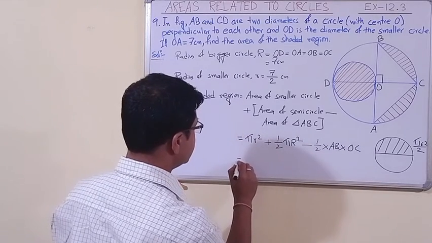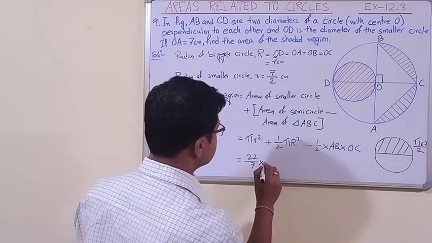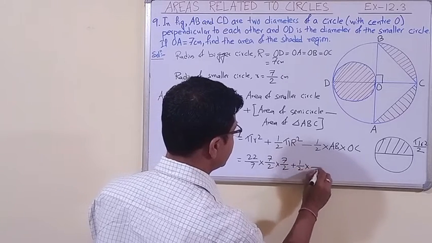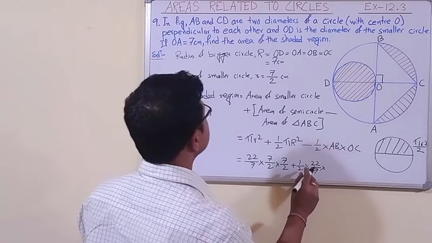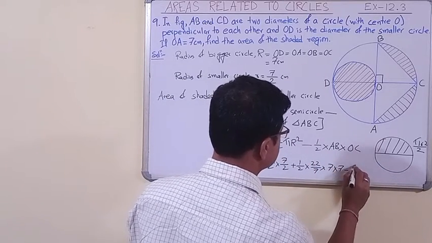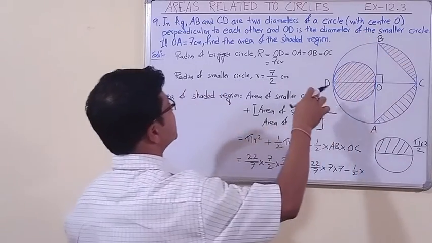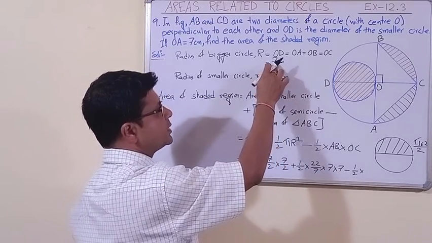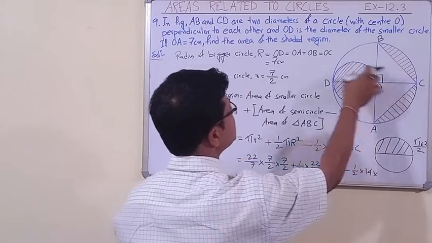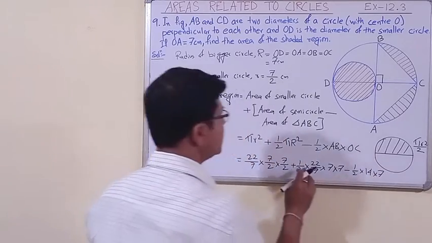Now let us substitute the values. Pi is 22 by 7, this small r we already found, it is 7 by 2, plus half, pi is 22 by 7, big R is 7 into 7, minus half. AB is the diameter of the bigger circle. The radius of the bigger circle was 7, so it will be 14, into OC, which is the radius of the bigger circle, it is 7. Okay, now let us do the remaining part here.